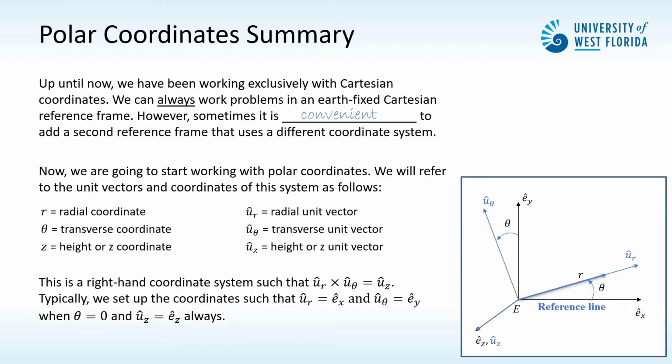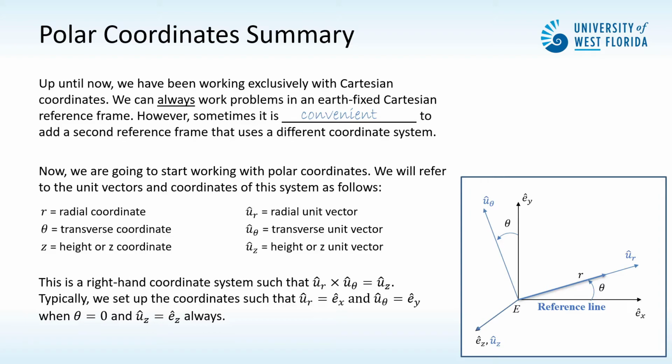r is the radial coordinate. It is the distance from a base point to the object of interest. Theta is the transverse coordinate. It is the magnitude of the rotation from the reference line to the radial unit vector. z is the height coordinate. If we were working in 3 dimensions, it would express the distance from the u_r u_theta plane to the object of interest.